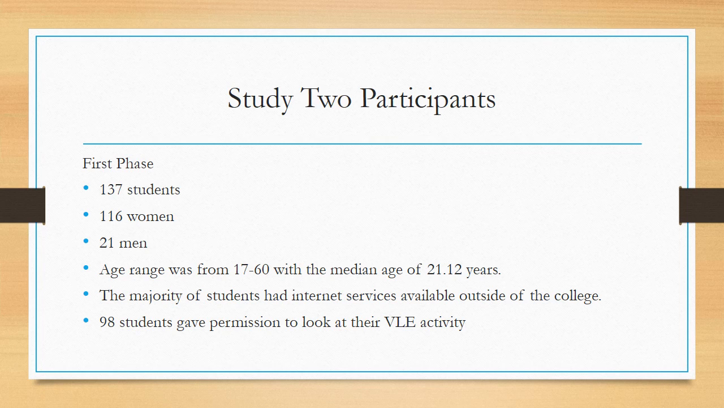Study 2 participants in the first phase were 137 students. 116 were women, 21 were men. The age range was from 17 to 60 with a mean age of 21.12 years. The majority of the students had internet services available outside of the college. 98 students gave permission to look at their VLE activity.